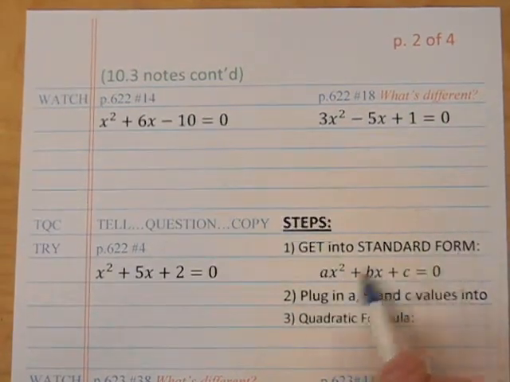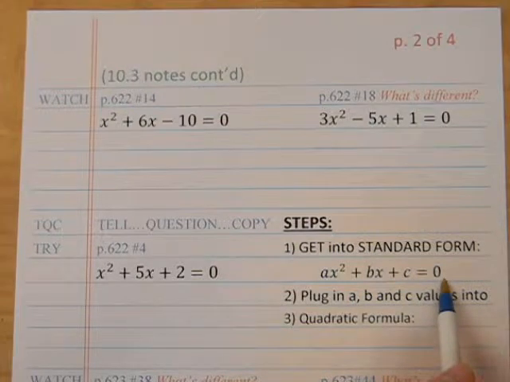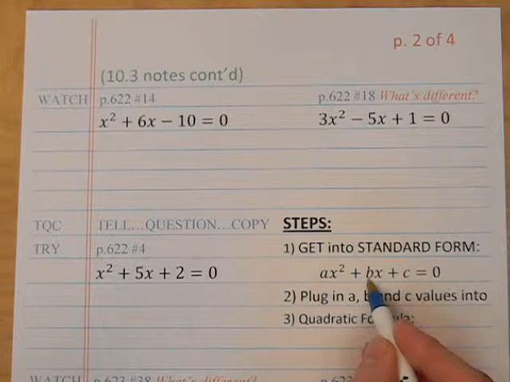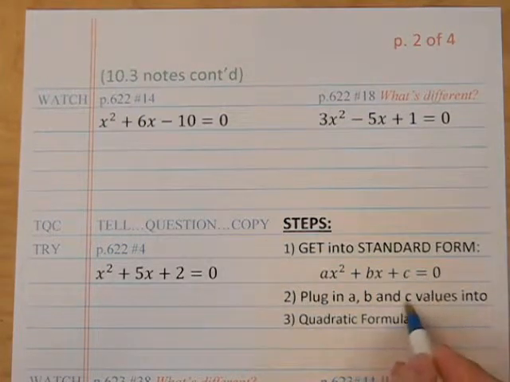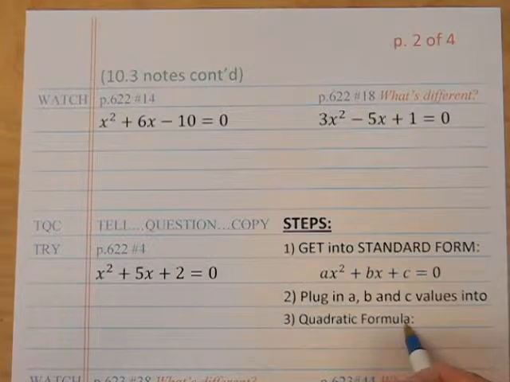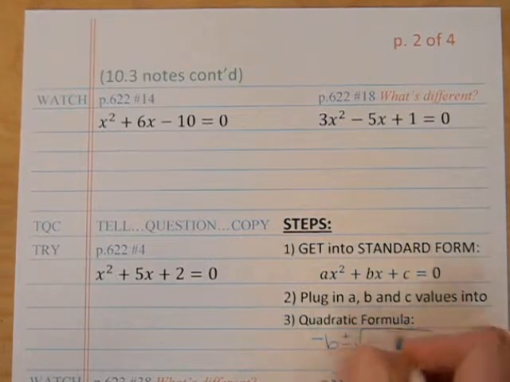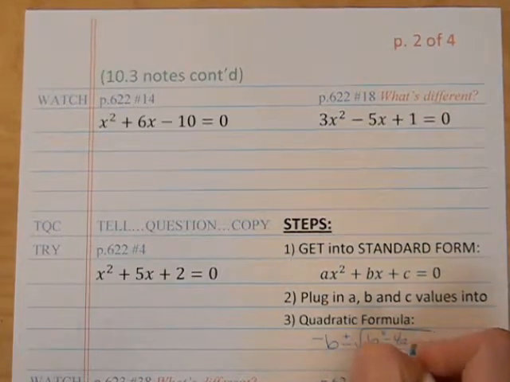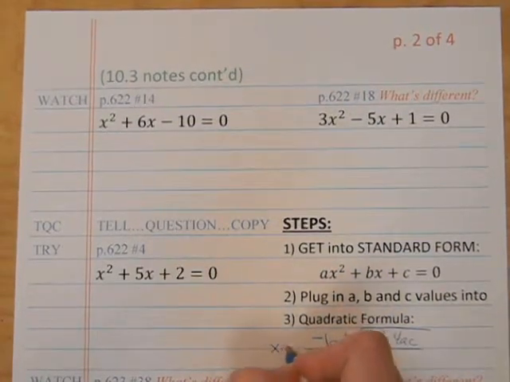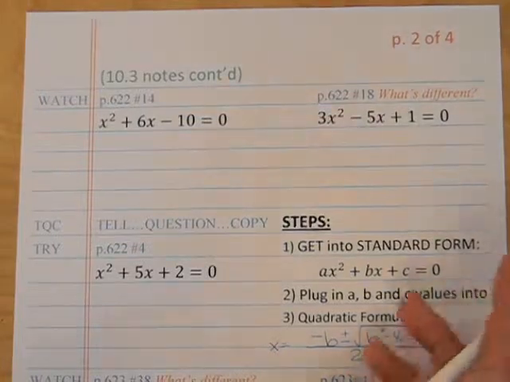Get it into standard form, which means you move every term to one side so that the equation equals 0. You identify your a value in front of the x squared, your b value in front of the linear term, the x piece, and the c, the constant, and plug those values into the quadratic formula, which once again is negative b plus or minus big square root, b squared minus 4ac is in the square root, the whole thing over 2a. And this is your value for x when your quadratic equation is equal to 0.